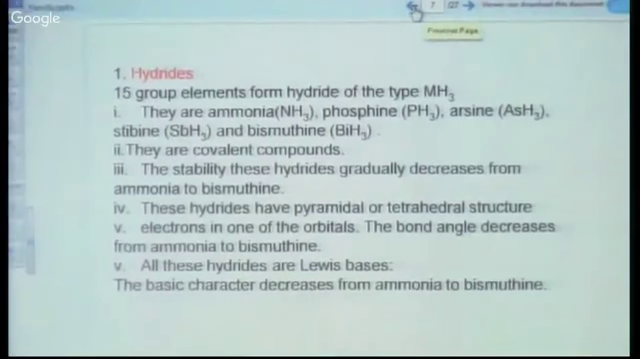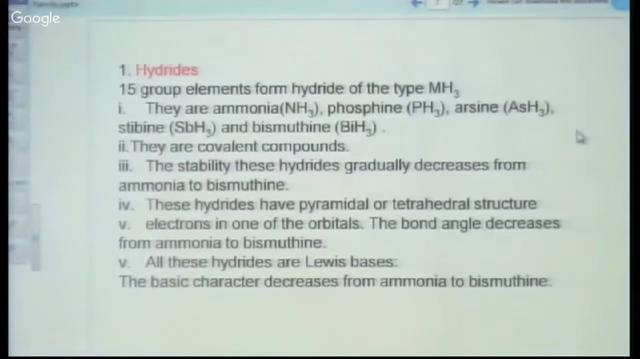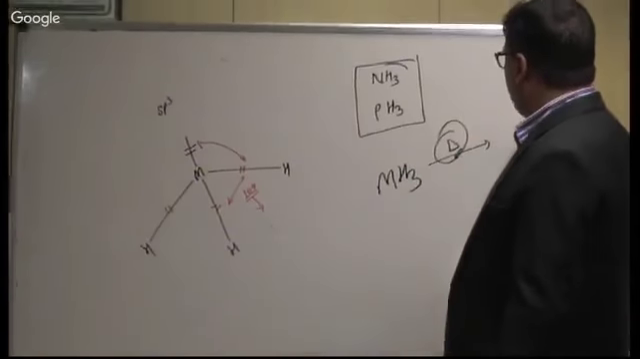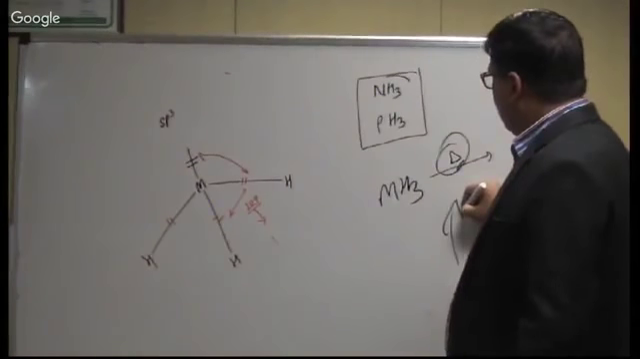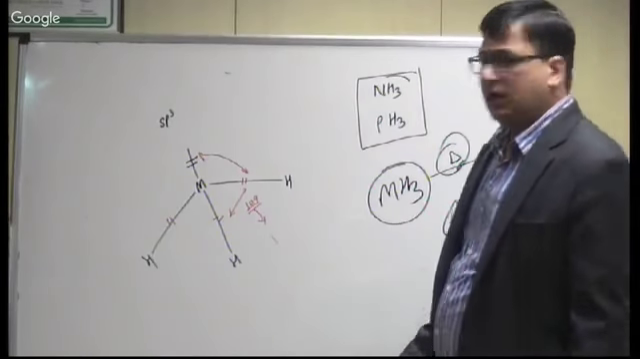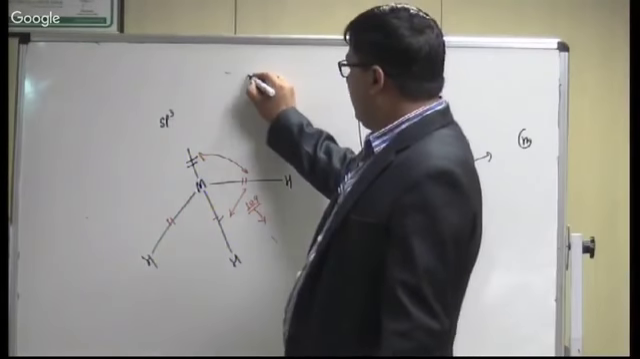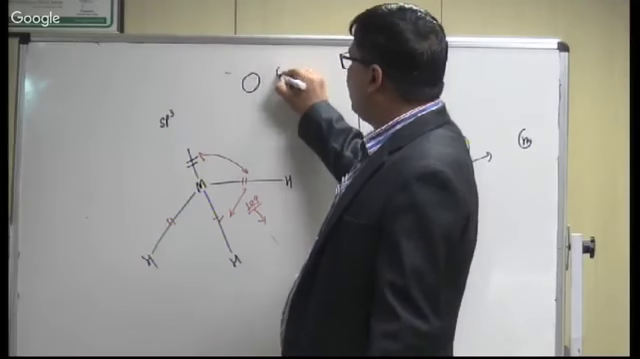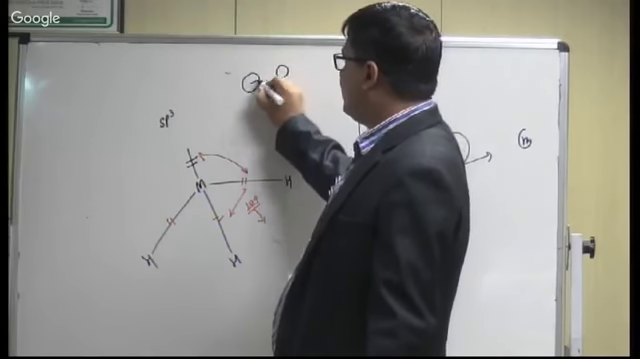So see, the stability. How do you define stability? Any metal hydride, when heated, gives H2. At what temperature does it give H2? The higher the temperature, the higher the stability of this metal hydride. Clear? Now, see, all atoms form a bond with hydrogen, which is very small in size, right?